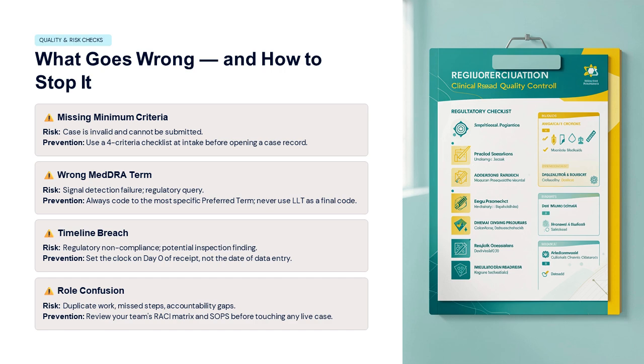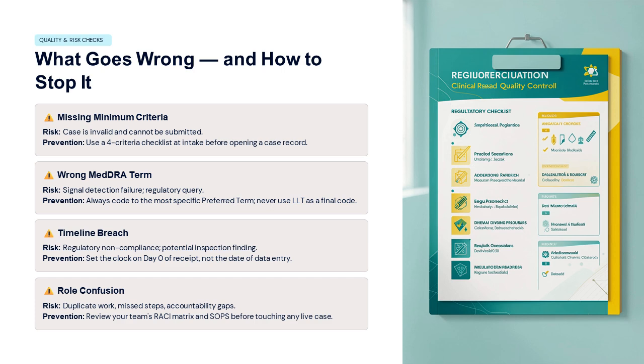First risk, missing minimum criteria. If you enter a case without all 4 elements, the case is invalid and cannot be submitted, wasting time and resources. Prevention, always use a 4 criteria checklist at intake before opening a case record. Second risk, wrong MedDRA term. If you code throat swelling as a simple sore throat instead of angioedema, you've created a signal detection failure and invited a regulatory query. Prevention, always code to the most specific preferred term. Never use lowest level terms as a final code.